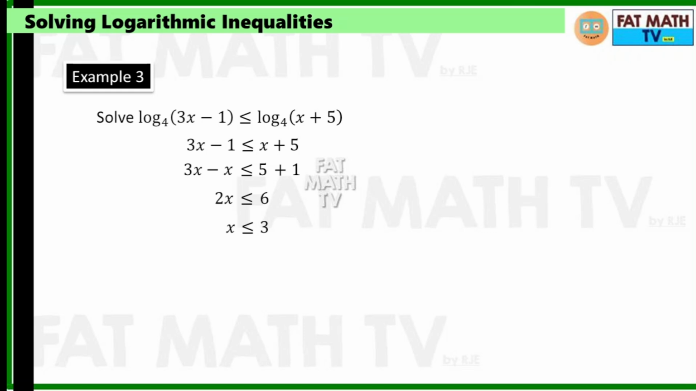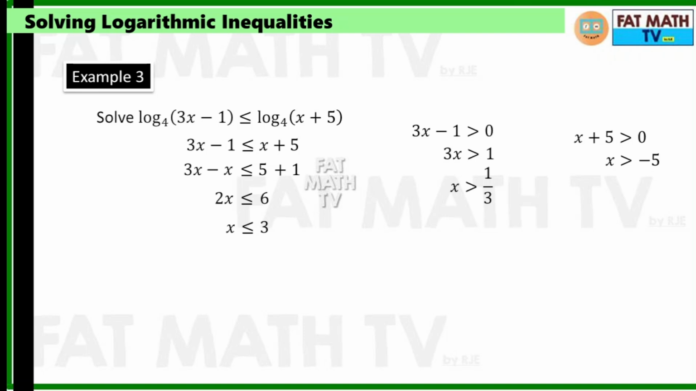And of course, don't forget that 3x minus 1 should be greater than 0 and also x plus 5. 3x minus 1 is greater than 0 if 3x is greater than 1. Divide both sides by 3. You will have x is greater than 1/3. X plus 5 is greater than 0 if x is greater than negative 5. Locate these three numbers on the number line.